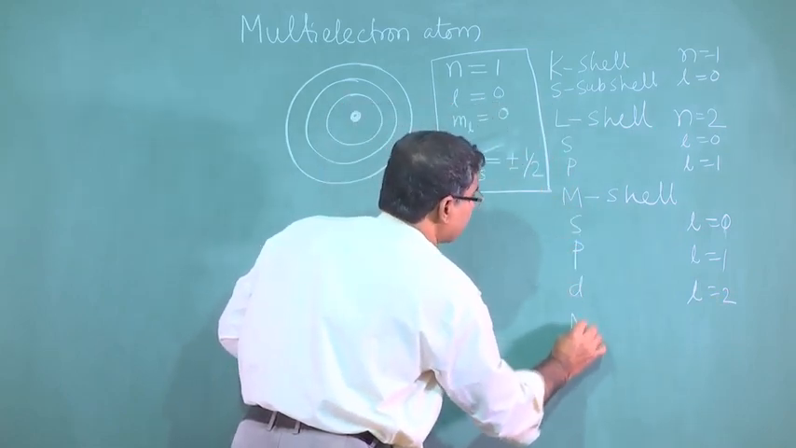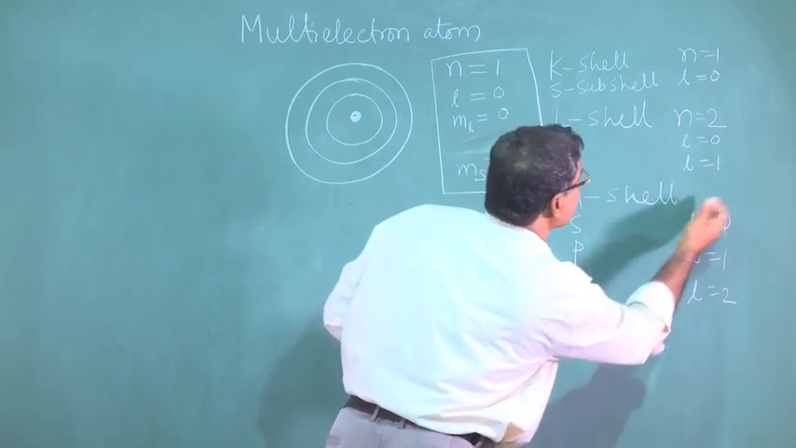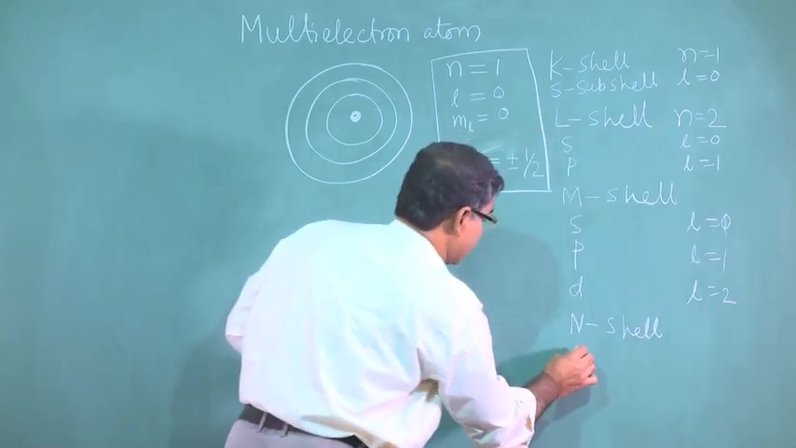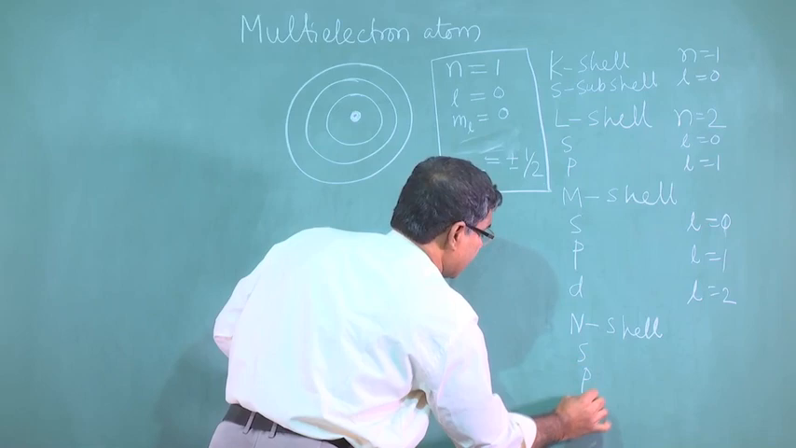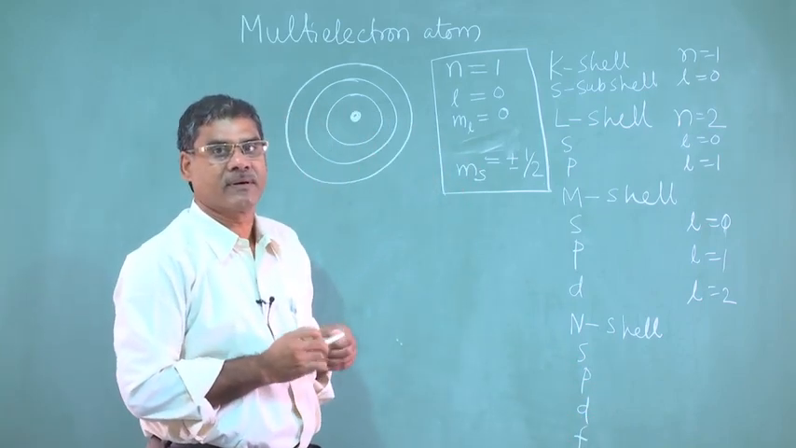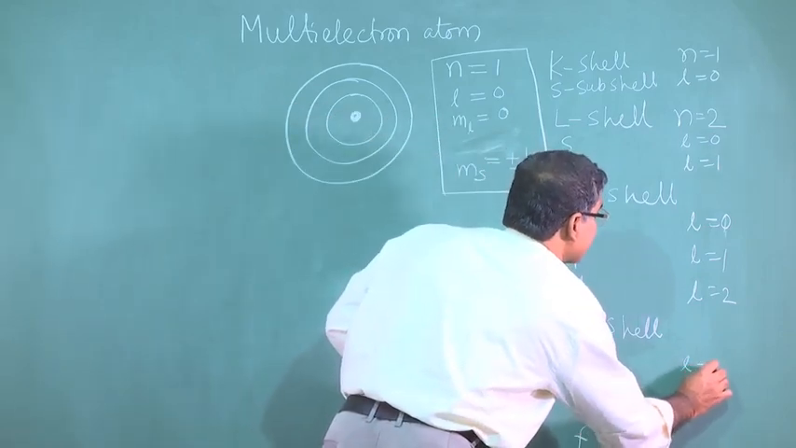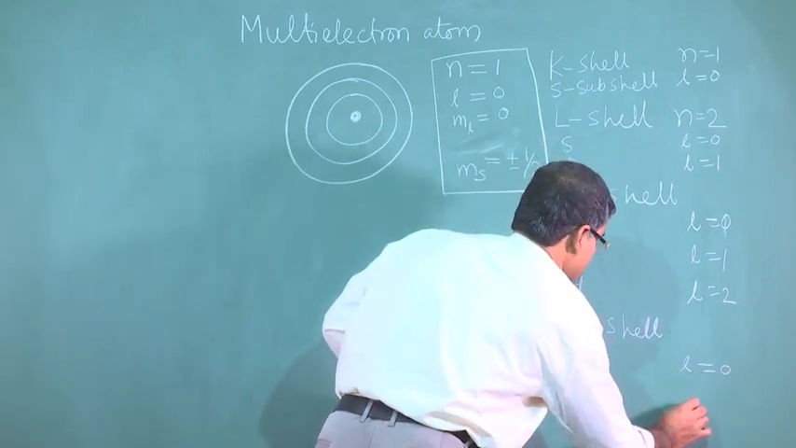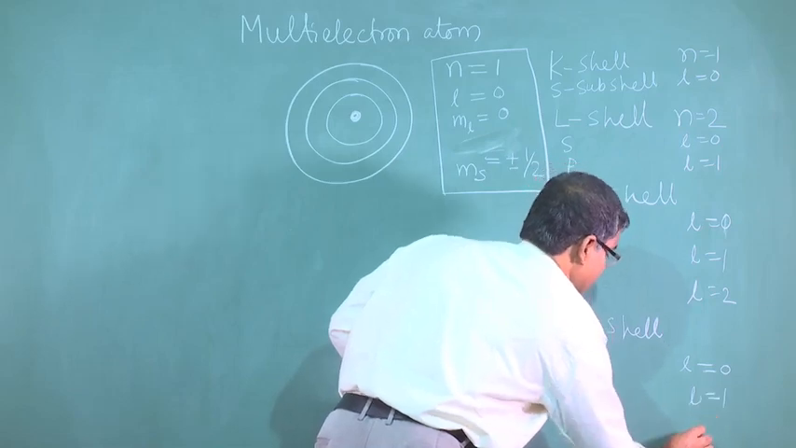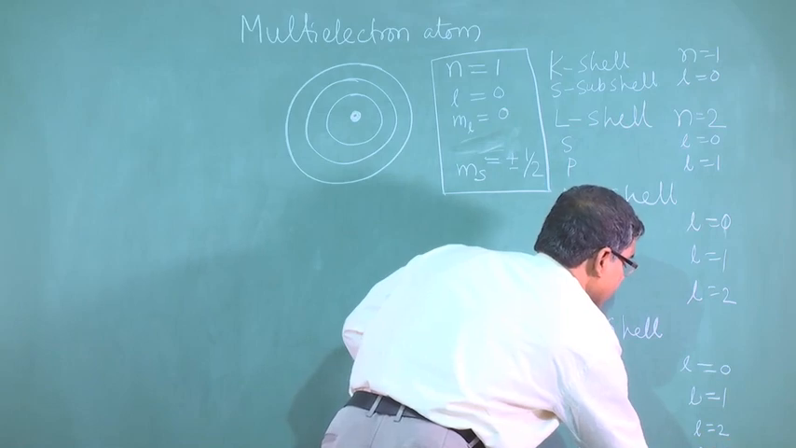Similarly, for the N shell we have S, P, D, F, corresponding to L equal to 0, L equal to 1, L equal to 2, L equal to 3.